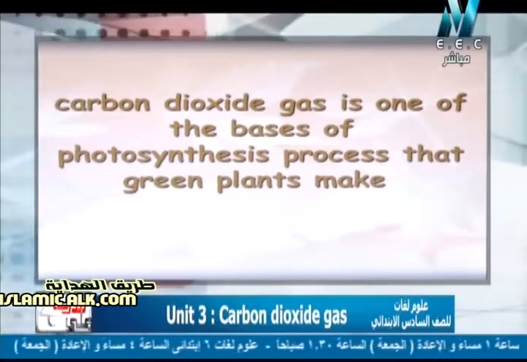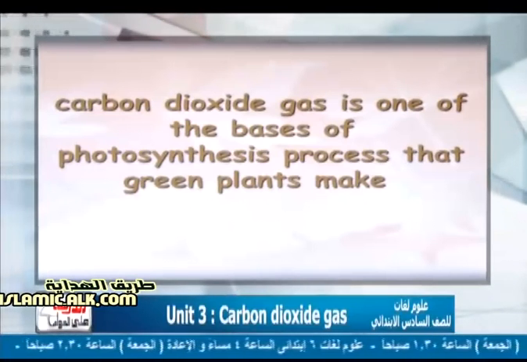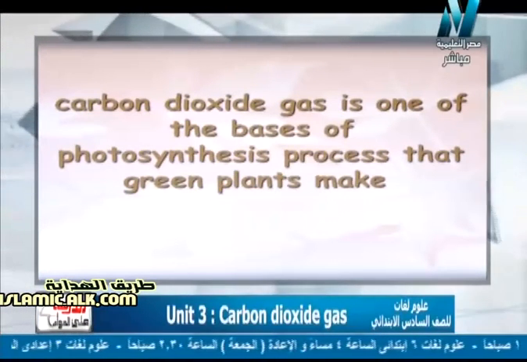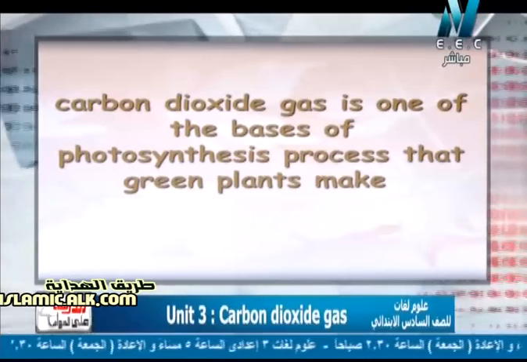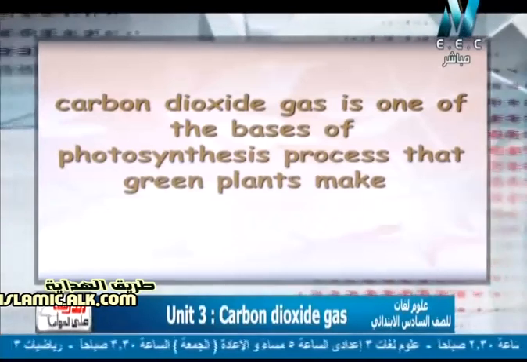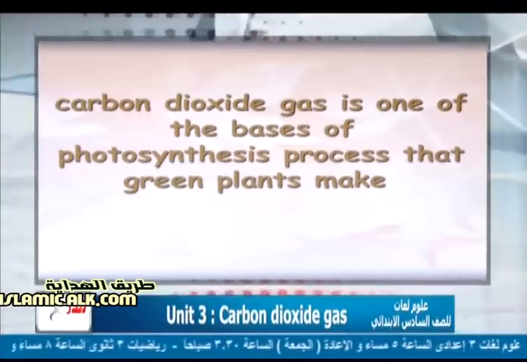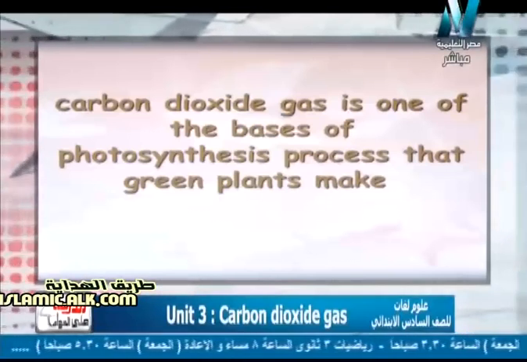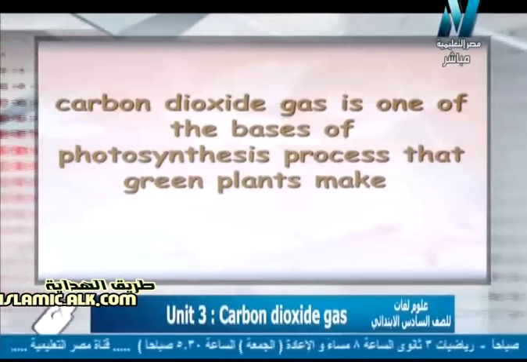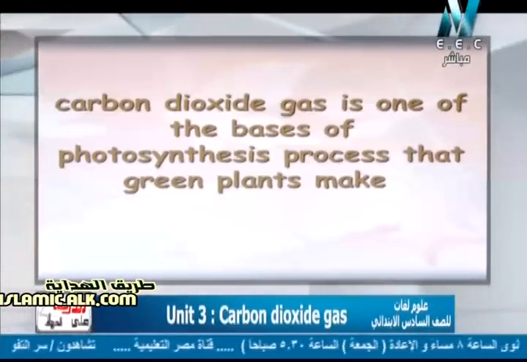Again, in the photosynthesis process, the plant makes its food during the daylight only, by the use of carbon dioxide gas and in the presence of sunlight, and also the plant needs water and the mineral salts from the soil. So again, carbon dioxide gas is one of the bases of the photosynthesis process that green plants make.